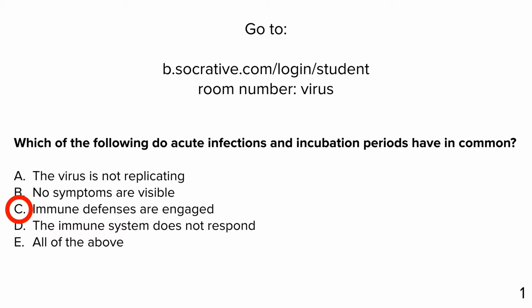Nobody picked virus is not replicating, that's good. No symptoms are visible. At some point in an acute infection, symptoms are visible, right? So that's not right. That's the definition of an incubation period, that's right, but the acute infection itself, no one picked D, and it's not all of the above. A little tricky there, right?